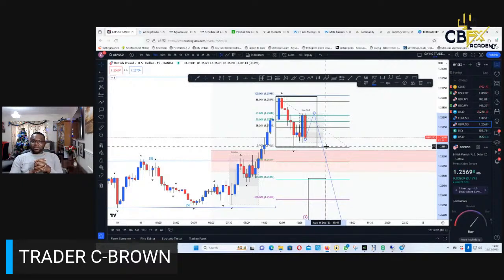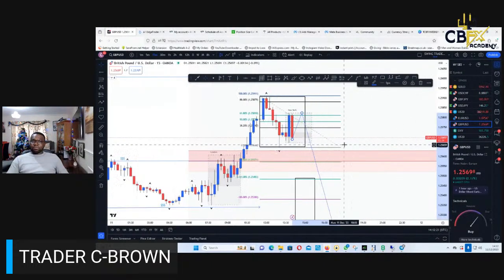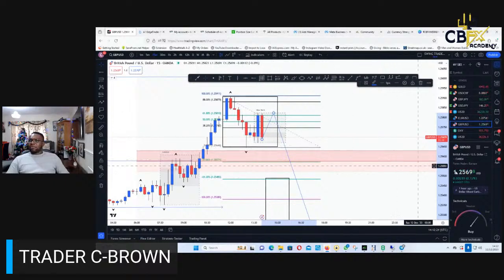So that's the reason I'm doing that. We're looking for an entry. We need to see that the sellers are present, then we get an entry. All right. So let's see how this candle closed. This bearish candle that is printing out. Let's see how it closed.